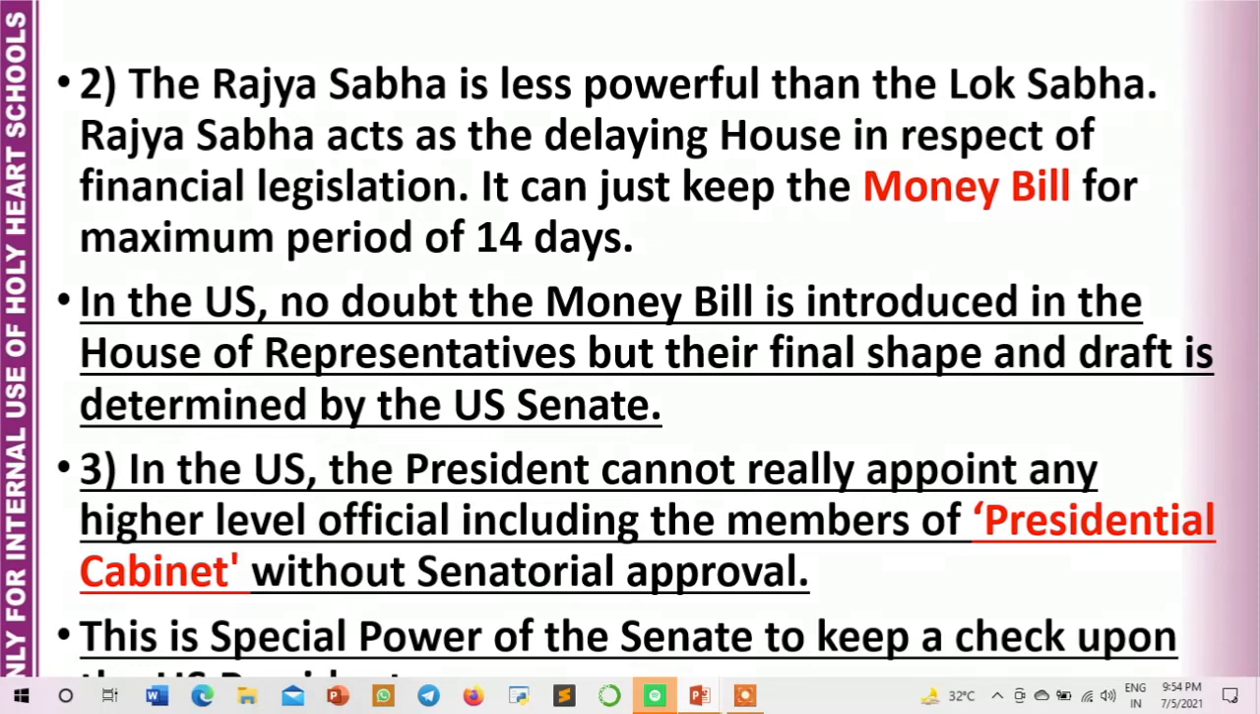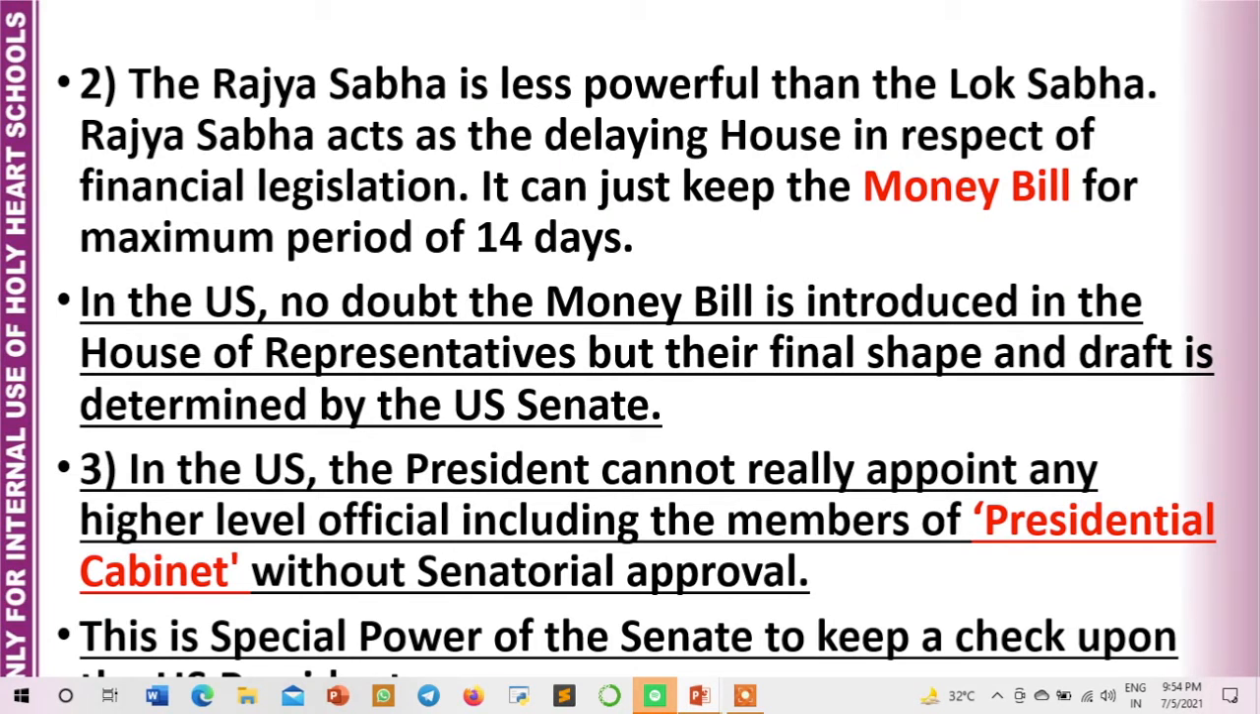So, students, you see, in the money bill matters, if we compare both the countries' upper houses, Rajya Sabha and US Senate, the thing is, money bill can't be introduced in the upper houses of both countries. Money bill can't be introduced either in Rajya Sabha or in the Senate. But Rajya Sabha can keep it only for 14 days. But the US Senate has complete power to make an unlimited number of changes and give it a final shape, a new shape, you can say, to the money bill. So the final shape is determined by the US Senate.